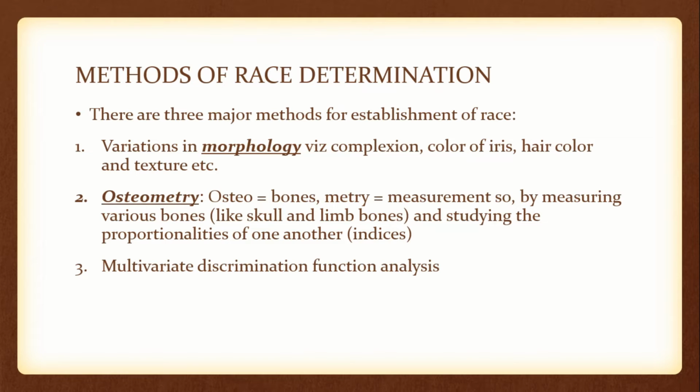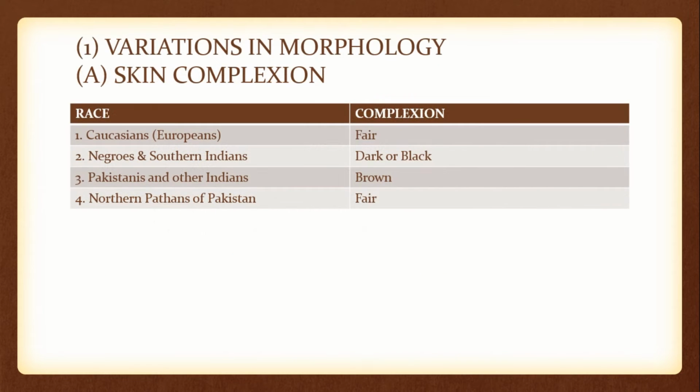Okay, so we have got three major methods for establishment of race, and you have to remember the names of these three methods, and you have to remember the details of the first method and the second method. Alright, so now let's start with the first method, that is by studying variations in morphology and the morphological characteristics that we are going to cover.